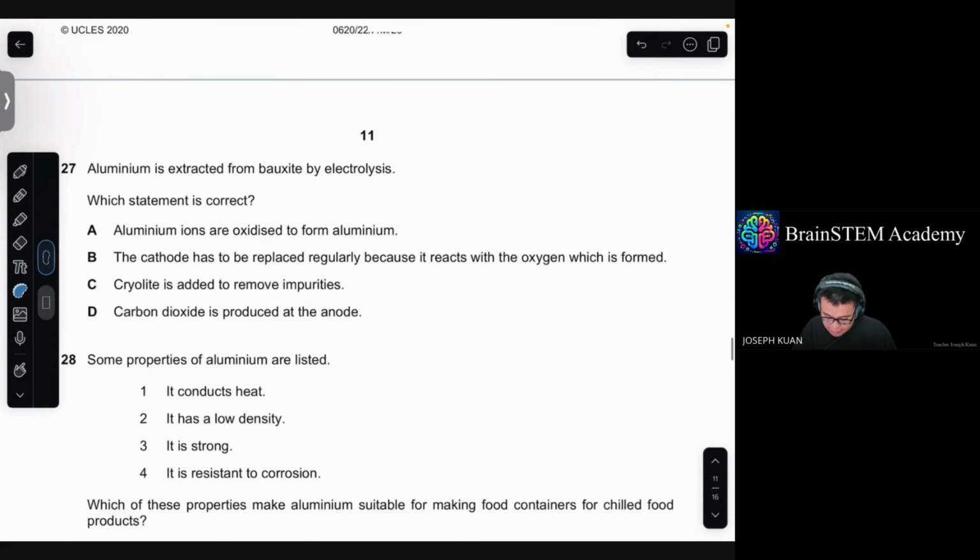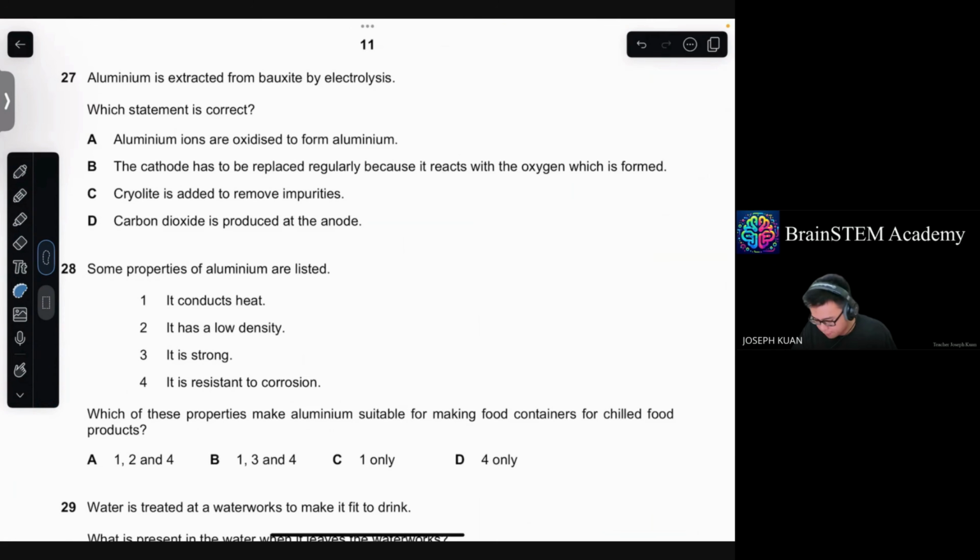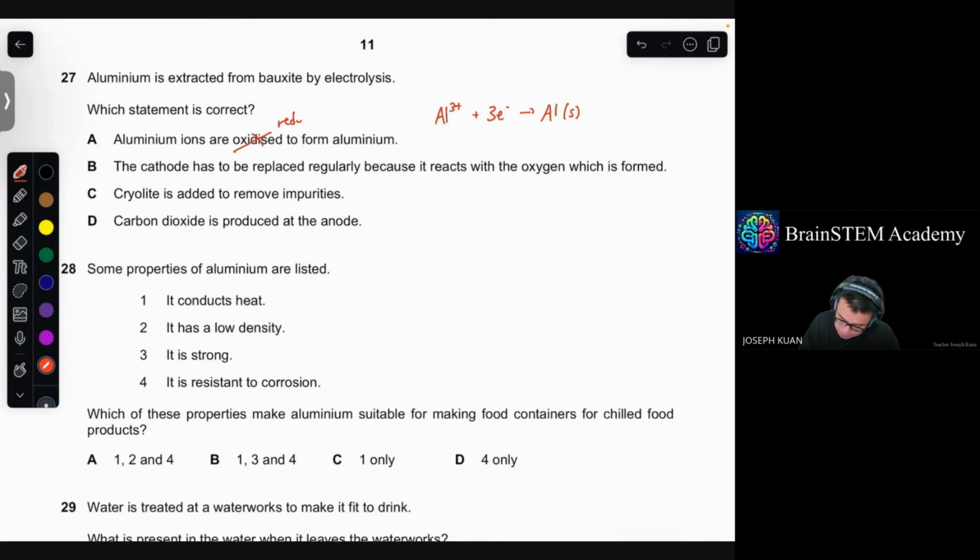Right, moving on to number 27. Aluminium is extracted from bauxite by electrolysis. Which statement is correct? First of all, aluminium ions are oxidized to form aluminium. That will not be accurate because aluminium ions are receiving electrons, not donating them, to form aluminium. So it should be reduced.